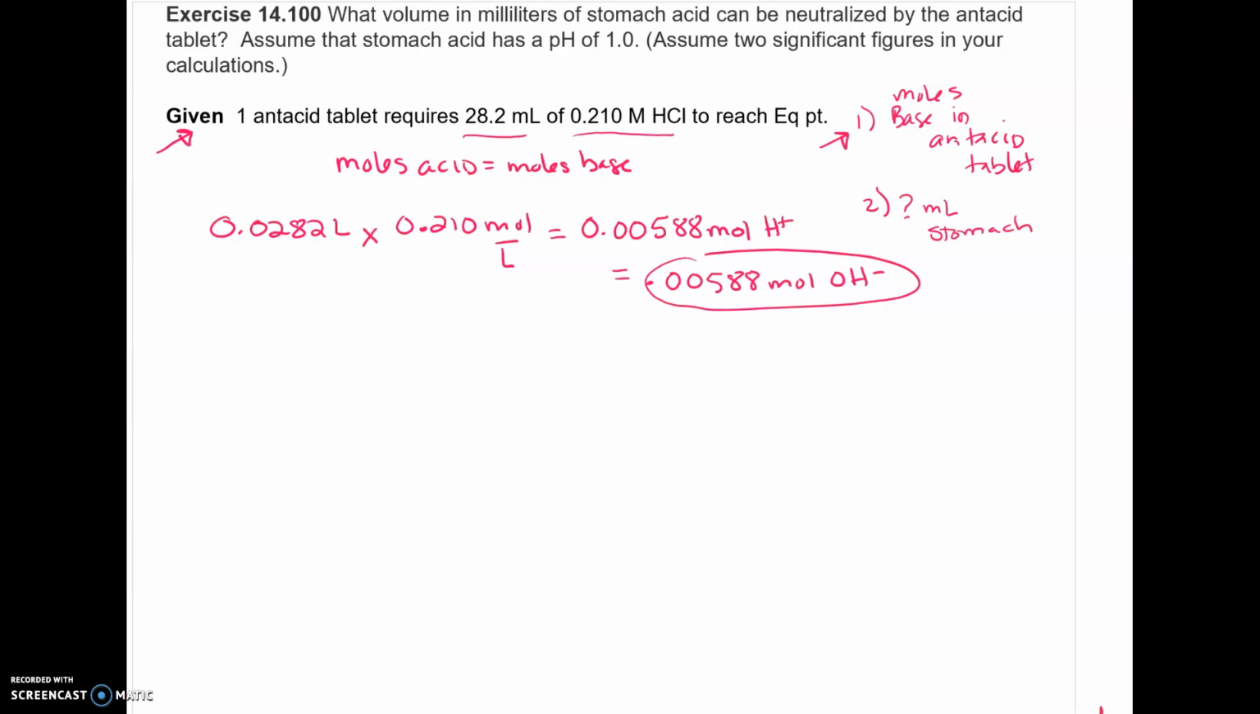Well, if I know that my stomach acid has a pH of 1, I can calculate the concentration of H plus in the stomach acid, because that is equal to 10 to the minus pH. 10 to the minus pH is 10 to the minus 1, or 0.1 moles per liter H plus in the stomach acid.